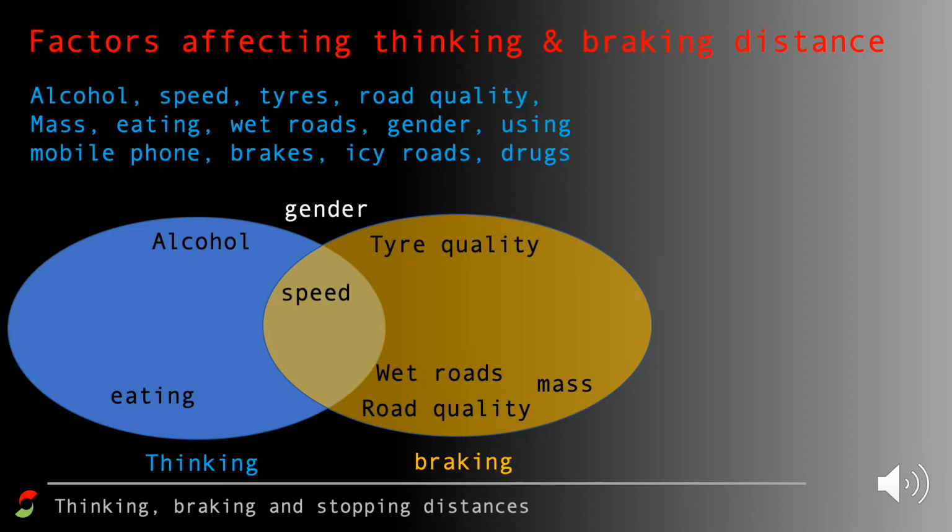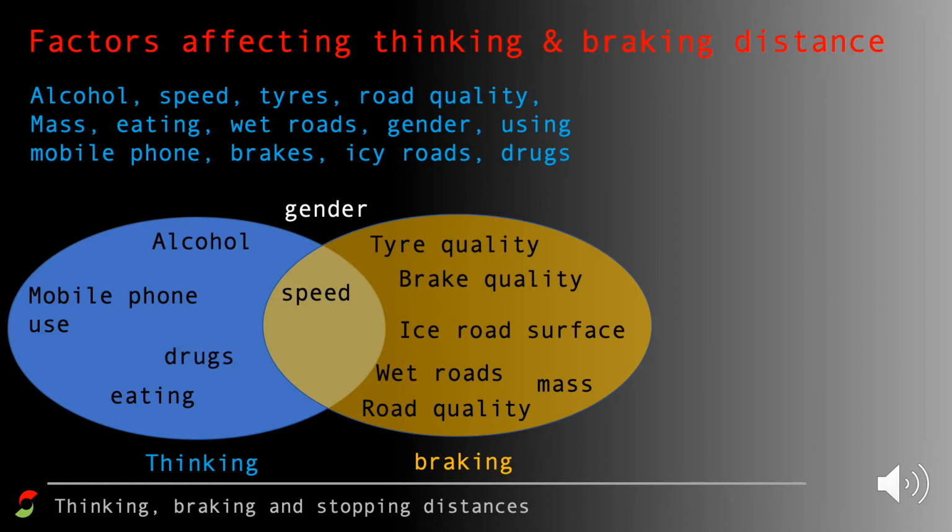And you might then use mobile phones, that's going to impede your ability to react quickly. The quality of the brakes is about friction, so it's braking. Icy roads is about friction, so it's about braking. And also drugs. Well, if you do take some drugs, they can increase and also decrease your thinking distance by affecting your reaction times appropriately. So very, very common question about sticking in some factors into those two categories.